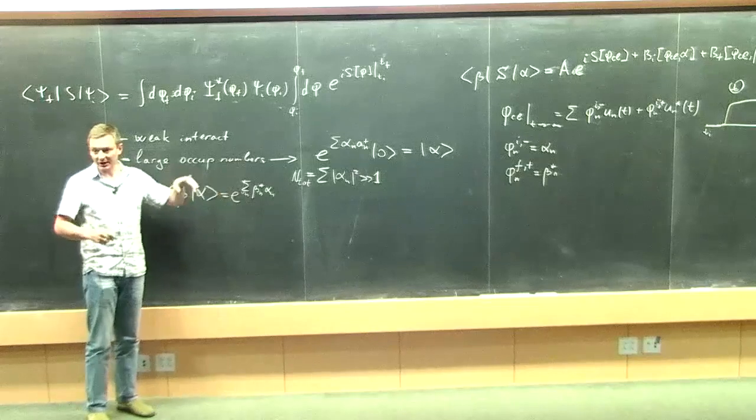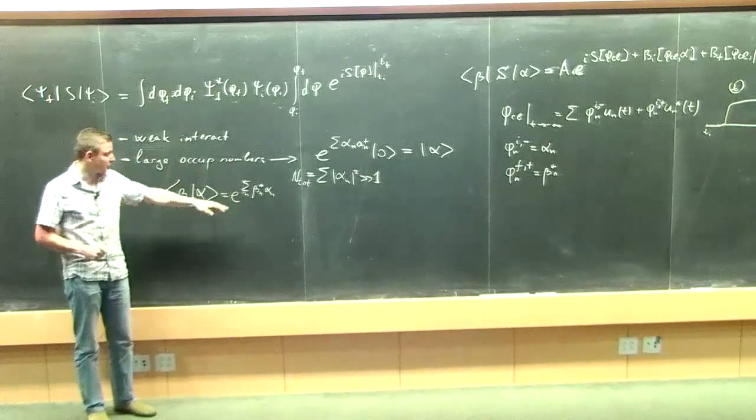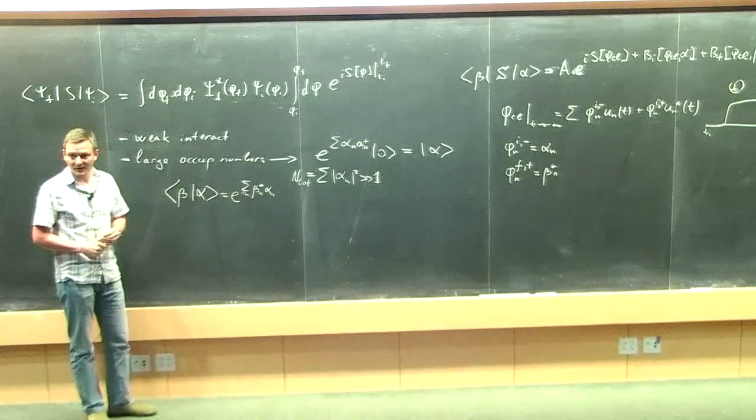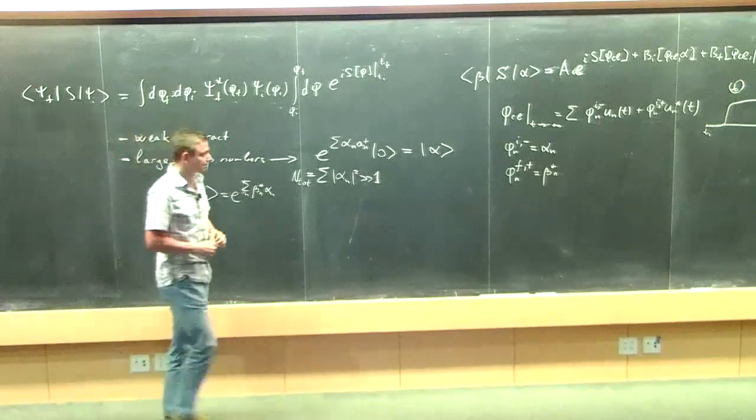So in fact, in the coherent state representation, I will find a certain trajectory which will give me this. So there will be a complex trajectory.